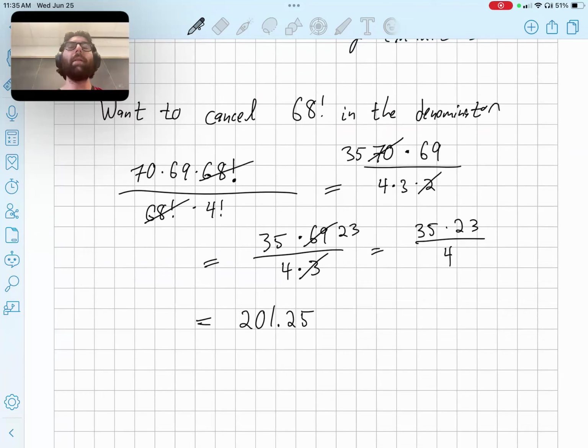Hopefully that gives you a better feel for how to work with factorials. We'll be needing that for permutations, and then the next formula, which also will use these factorials. So you really need to make sure you're comfortable with manipulating them in this way. That's all for this video.